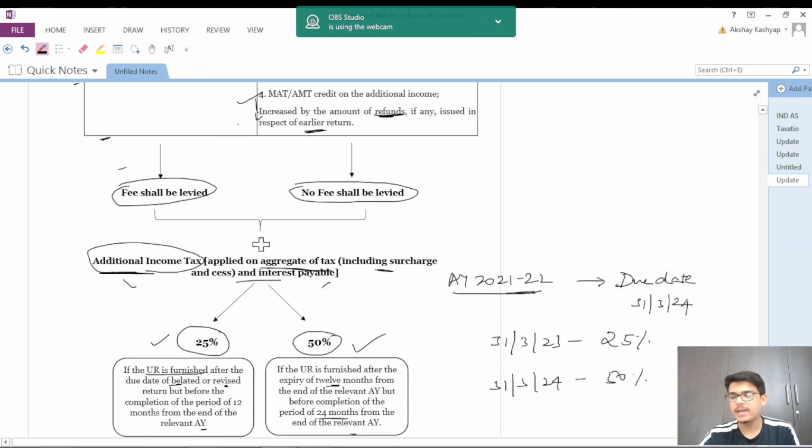And apart from that, suppose there is a liability that is arising in the MAT and AMT by way of filing an updated return, then such MAT or AMT that you have paid can be allowed as a credit to be carried forward for future years. But suppose you have paid additional income tax on such AMT and MAT, then such additional income tax shall not be allowed to be carried forward. So these were all the issues and the provisions that are there in the updated return.